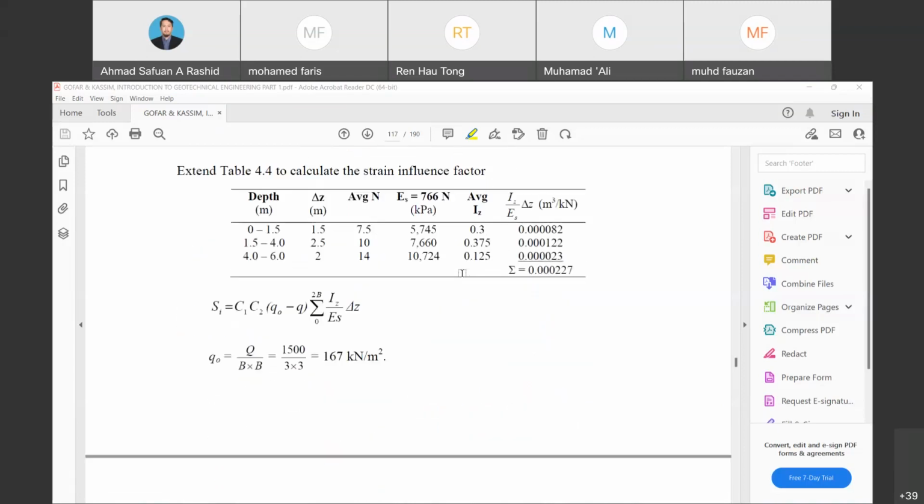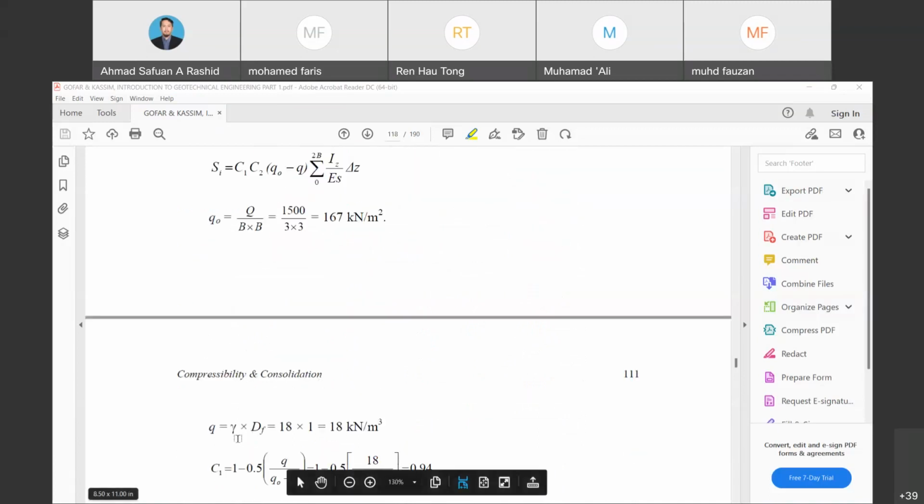Okay. So then we put this value in the main equation. So then we try to solve for the C1, C2, Q naught minus Q. So for the Q naught is the stress on the foundation, which is 167. While the Q is the stress from the surface to the base of the foundation, which is 18 multiplied with 1. So the C1 is 1 minus 0.5 Q over Q naught minus Q. So the value is 0.94.